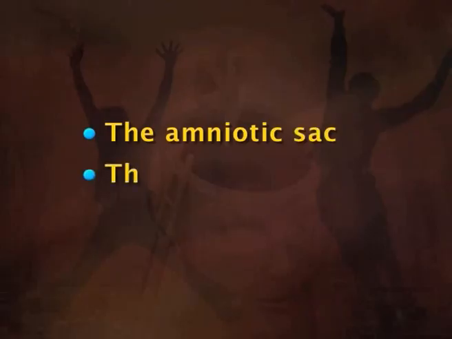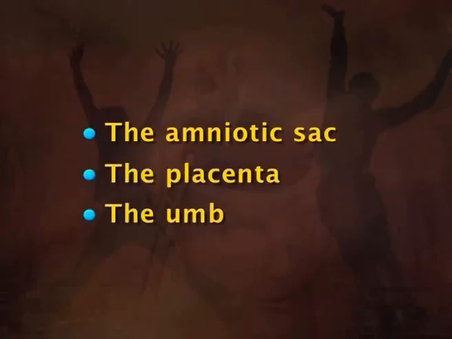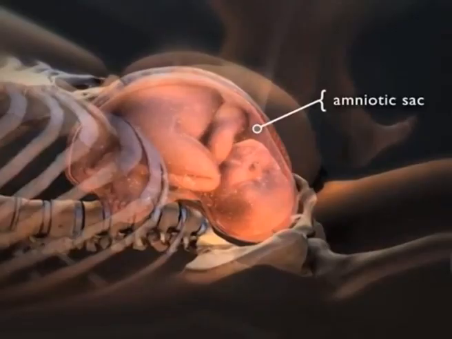During the period of the embryo, which lasts from the 3rd to the 8th week, 3 crucial structures develop from the fertilized egg to protect and sustain the growing life within the mother's uterus, and these are the amniotic sac, the placenta, and the umbilical cord. The amniotic sac contains amniotic fluid, which is a watery liquid in which the developing embryo floats, and thus this serves as a protective buffer.